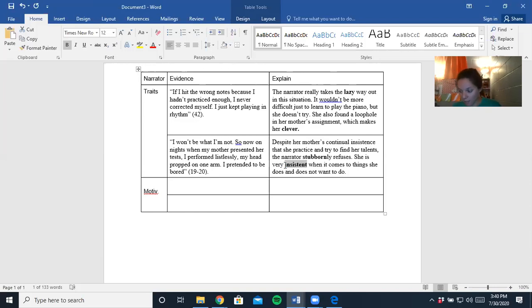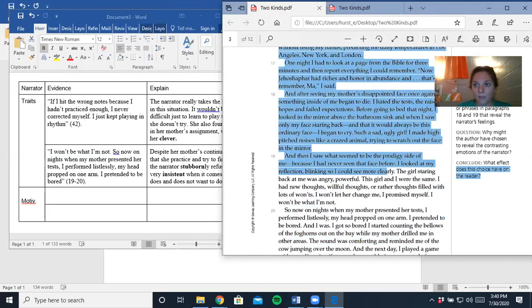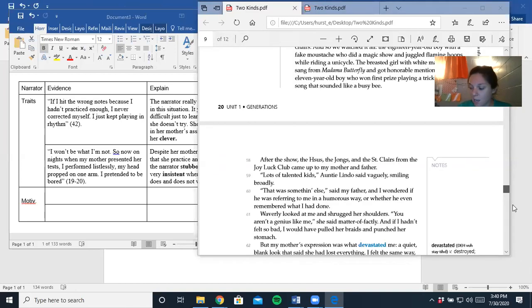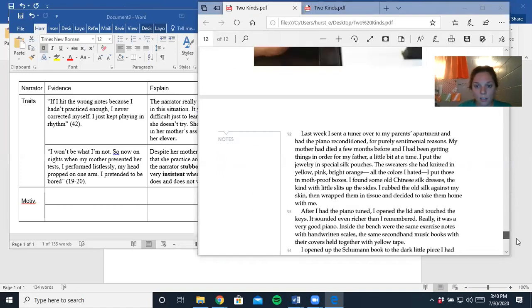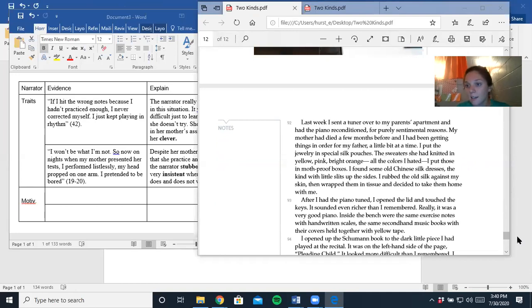So in this story, I'm thinking one thing that would be good is at the very end of the story with the narrator, when she finally goes and gets the piano, because that was kind of a big shift for her. So why did she shift and finally start thinking about getting the piano?